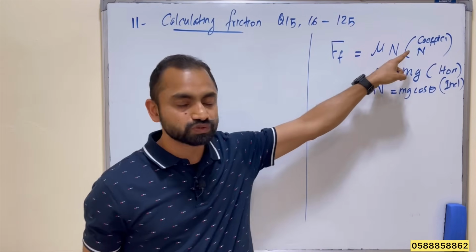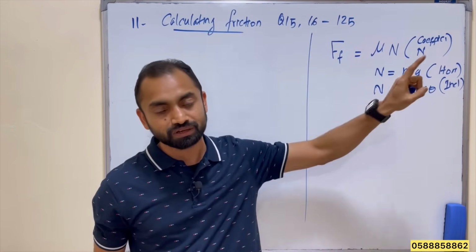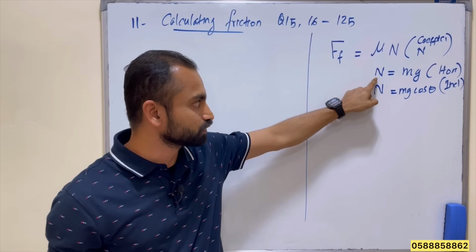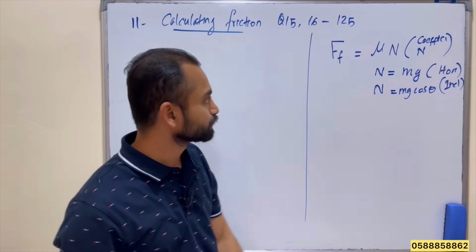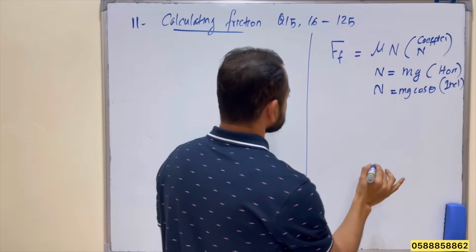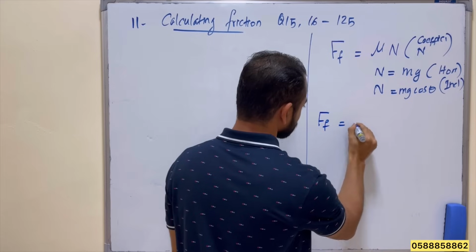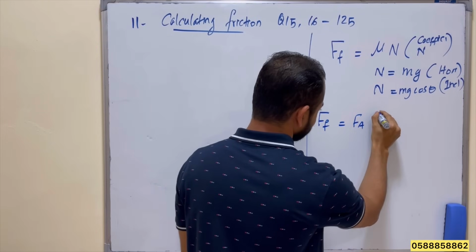Usually normal force will not be directly given. Instead of that, mass will be given. If mass is given, you can calculate normal force using the equation mg. So that is our first equation. What is our second equation? The second equation is frictional force is equal to applied force.